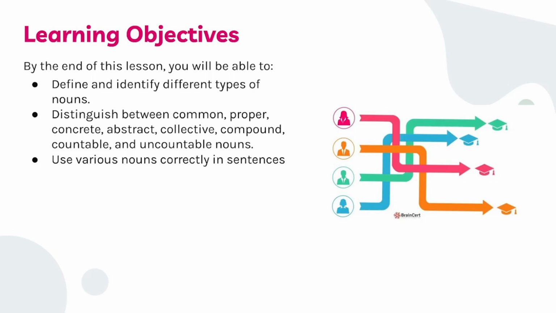By the end of this lesson, every student who is watching this video should be able to define and identify different types of nouns. You should be able to distinguish between common, proper, concrete, abstract, collective, compound, countable, and uncountable nouns. And then you should be able to use those nouns in various sentences in your daily life. Because why are we learning English? We are learning English so that we can use it in our daily life.